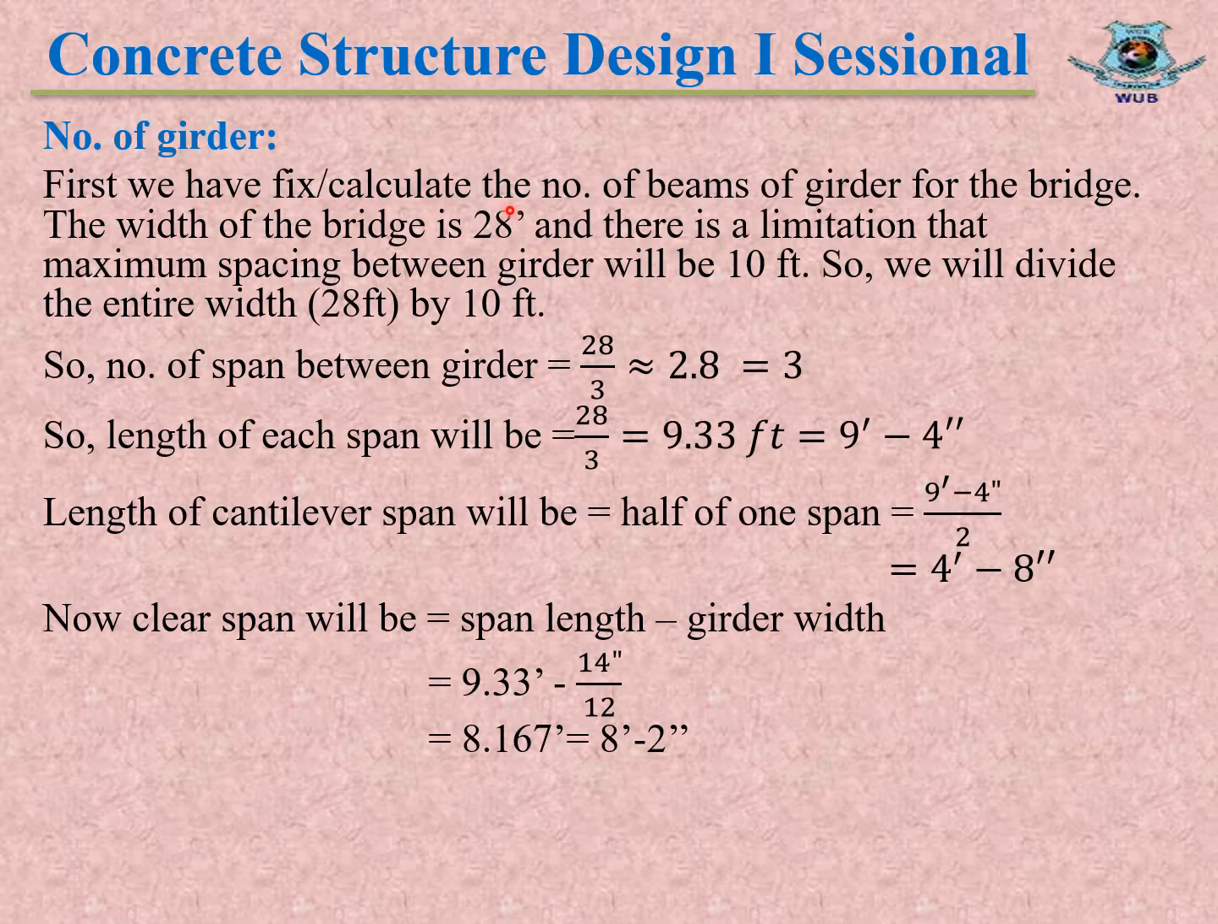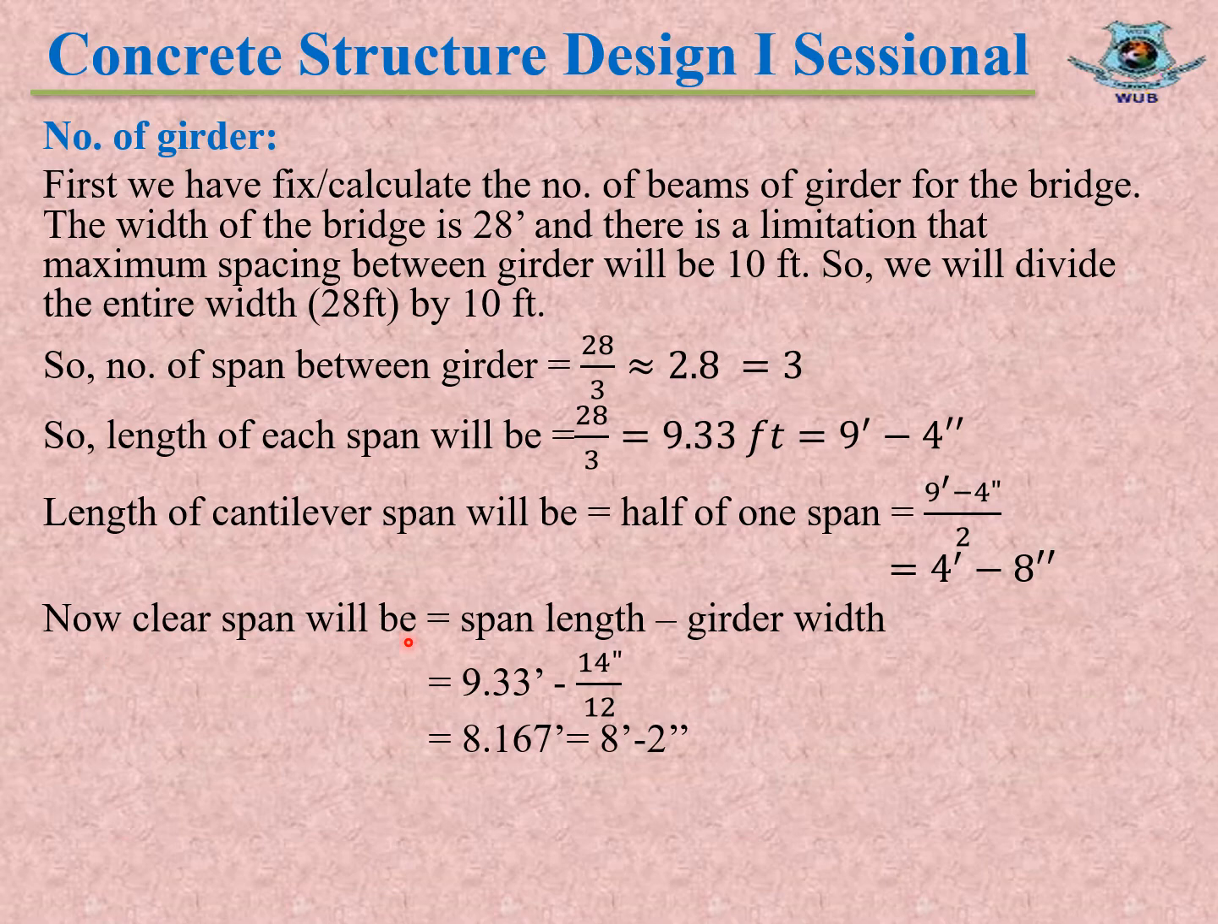First we have to calculate the number of beams or girders for the bridge. The width of the bridge is 28 feet and there is a limitation that maximum spacing between girders will be 10 feet. So we will divide the entire width by 10 feet. So number of spans between girders equal to 28 feet divided by 3 equal to 3. So length of each span will be 28 divided by 3 equal to 9.33 feet equal to 9 feet 4 inch. Length of cantilever span will be half of one span equal to 9 feet 8 inch.